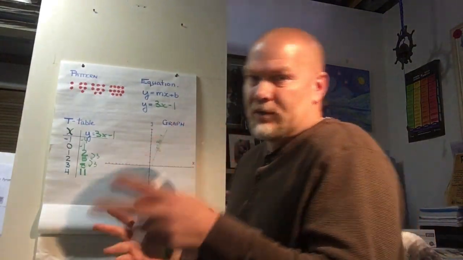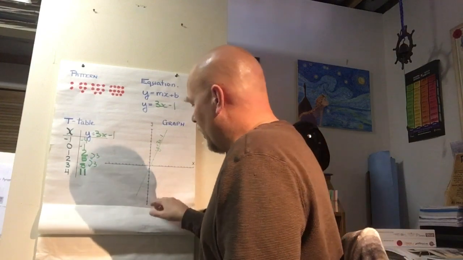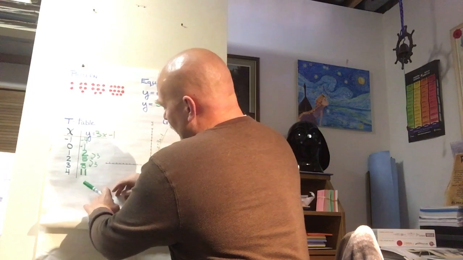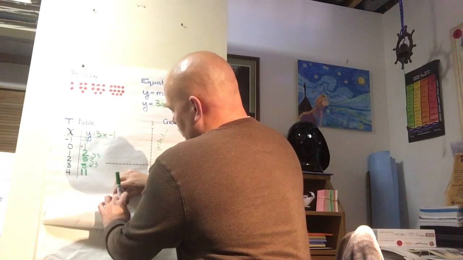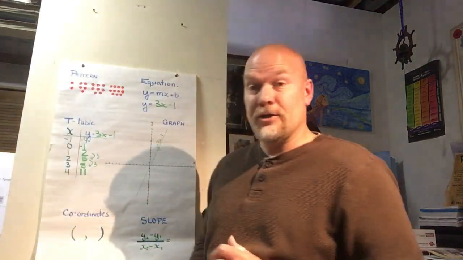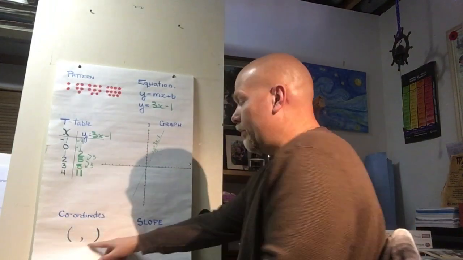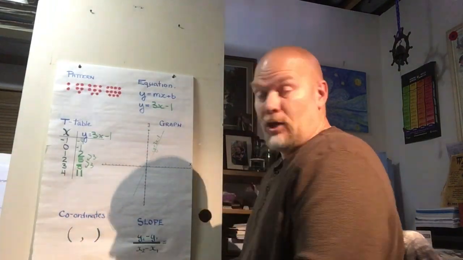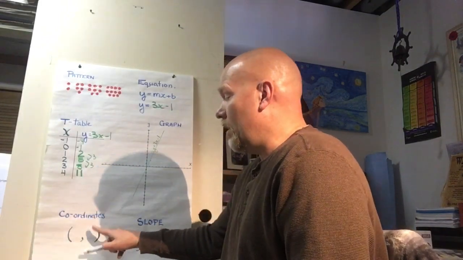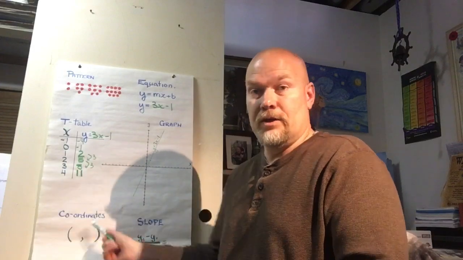Now, there are 2 other things we want to talk about. We want to look at coordinate points and your slope, all right? Coordinate points and slope. Your coordinate points are any series of points along the line, and they can be taken from anything on this chart.